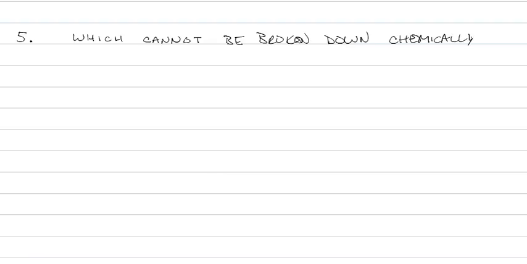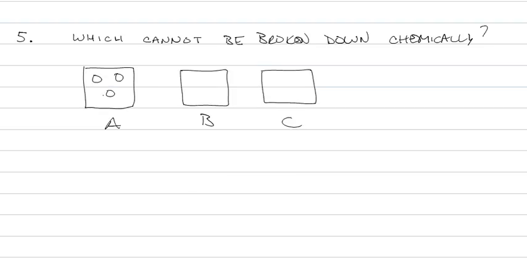5. And this will be our last one. Which cannot be broken down chemically? A, B, or C. So you cannot break an element down, so it would be choice A.